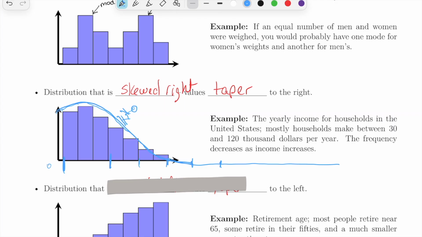So when you have a distribution that maybe has an unlimited high amount, and a lot of them are focused down on the lower amount, then this is a skewed right distribution.